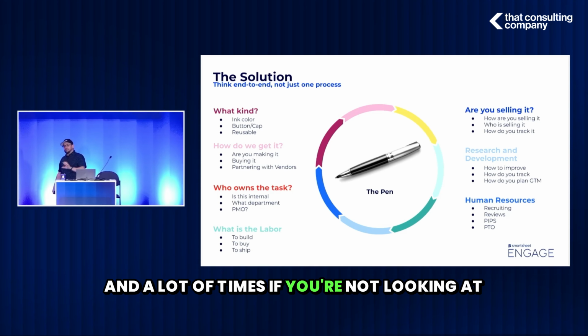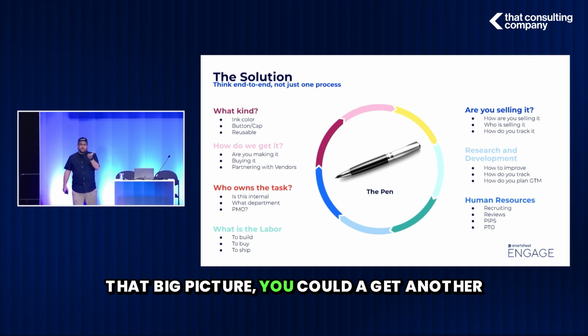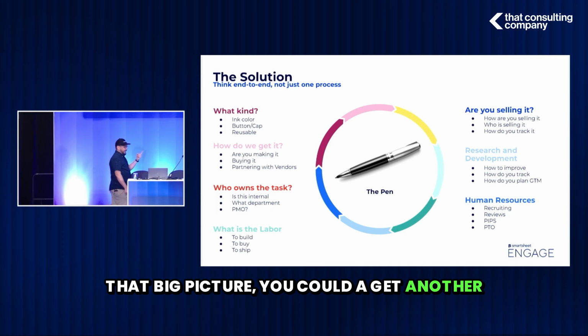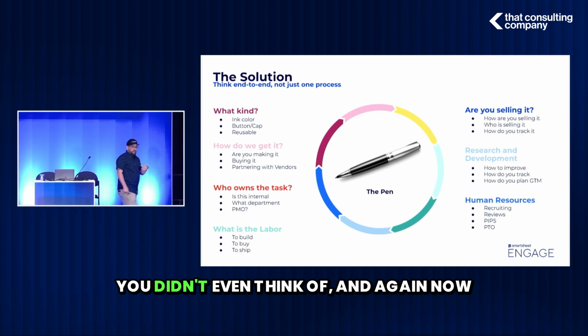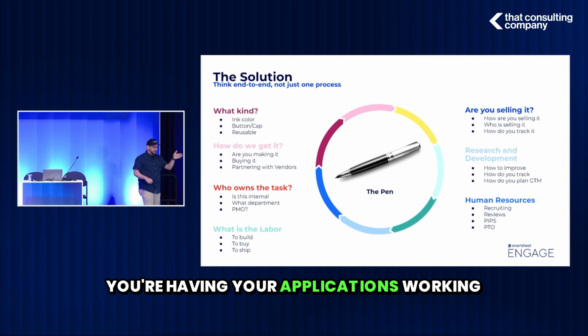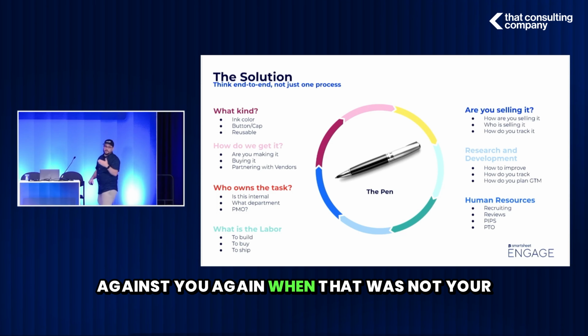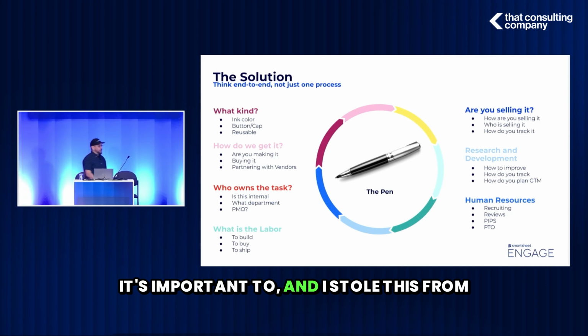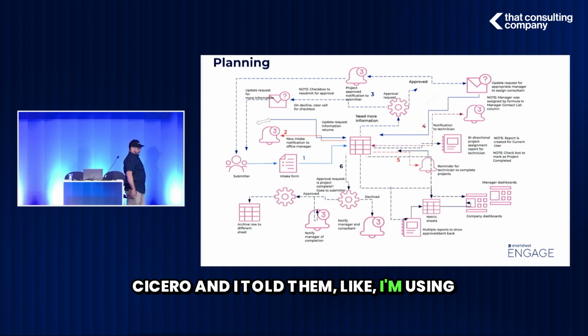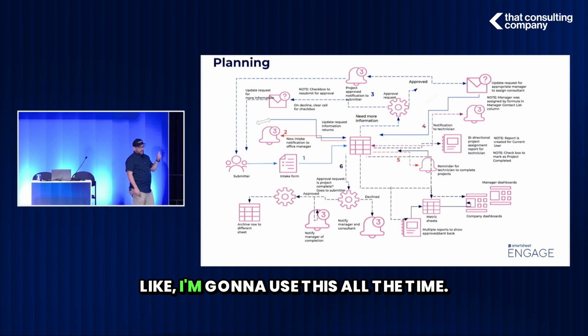And a lot of times, if you're not looking at that big picture, you could get another application, do something else, change a process that has downstream effects that you didn't even think of. And again, now you're having your applications working against you, when that was not your intent. So it's important to have those conversations. It's important to, and I stole this from Cicero and I told him, I'm using this from last year. This is mine now. I'm going to use this all the time.